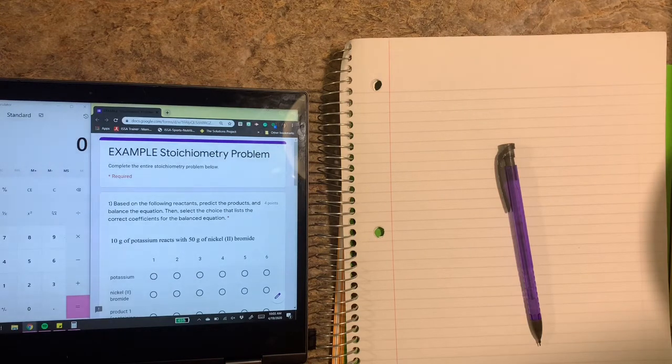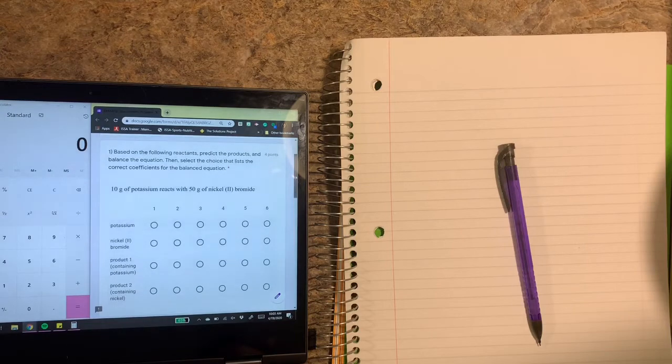So let's start with the first problem here. This is what it's going to look like. The first problem is going to say, based on the following reactants, which is located here, predict the products and balance the equation, then select the choice that lists the correct coefficients for the balanced equation. Now, because that's a little difficult for me to put into a Google form, I did have to create this chart here. So I'm going to go over how to navigate this. This is probably the most confusing part.